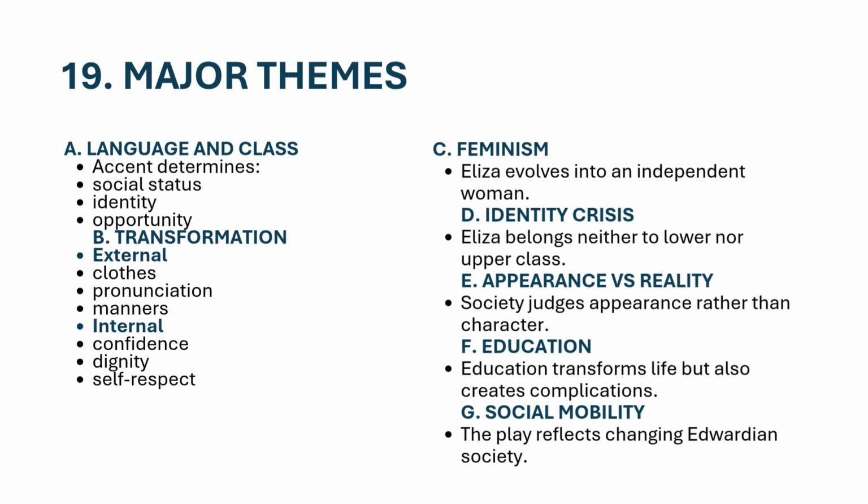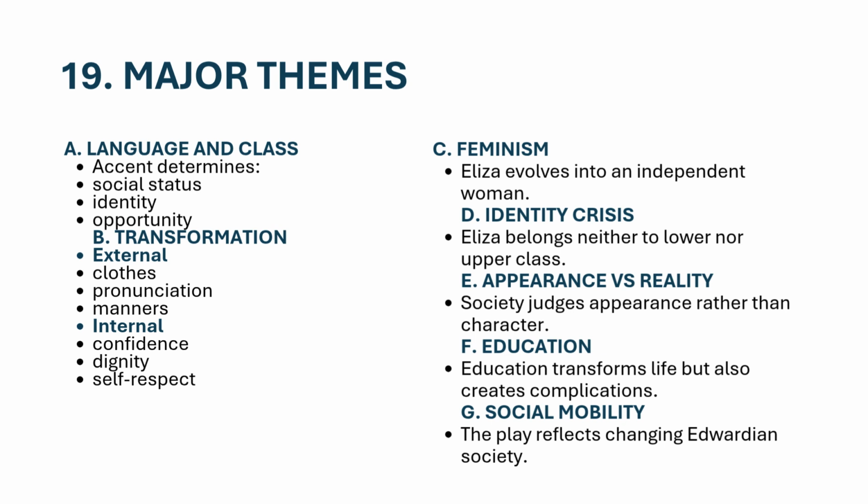The fifth major theme is appearance versus reality. Throughout the play, people judge others based on appearance. Fine clothes, elegant speech, and polished manners create the impression of superiority. Yet Shaw repeatedly demonstrates that appearances can be deceptive.